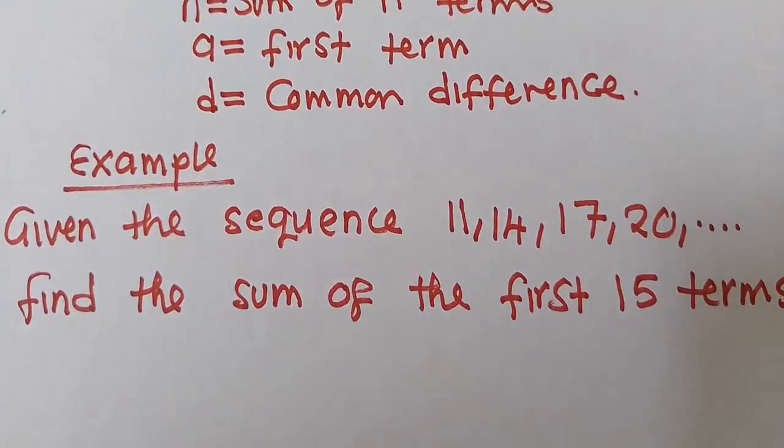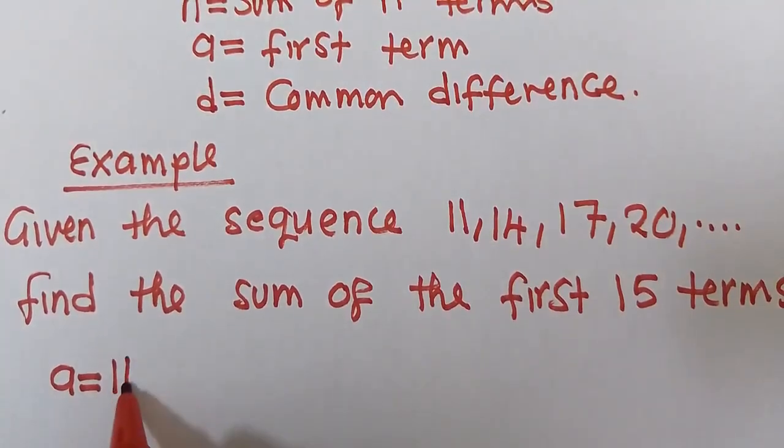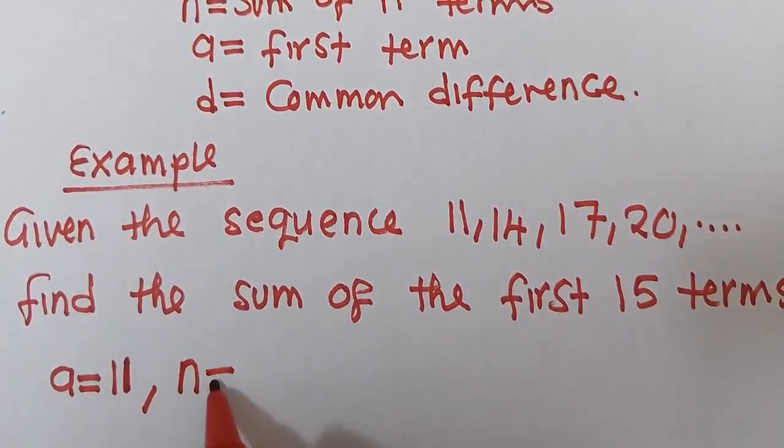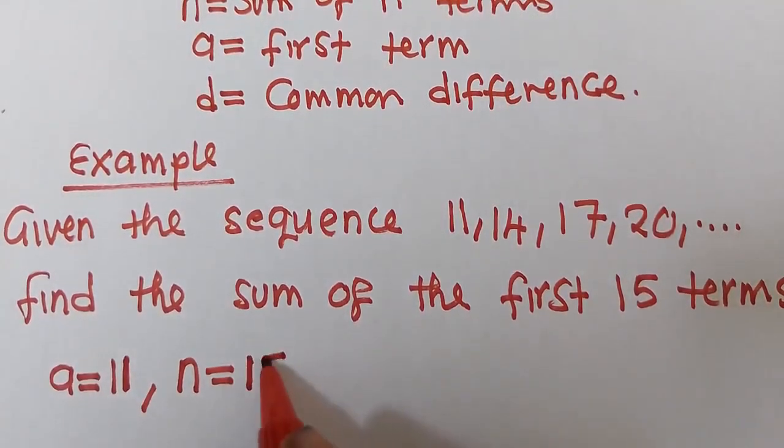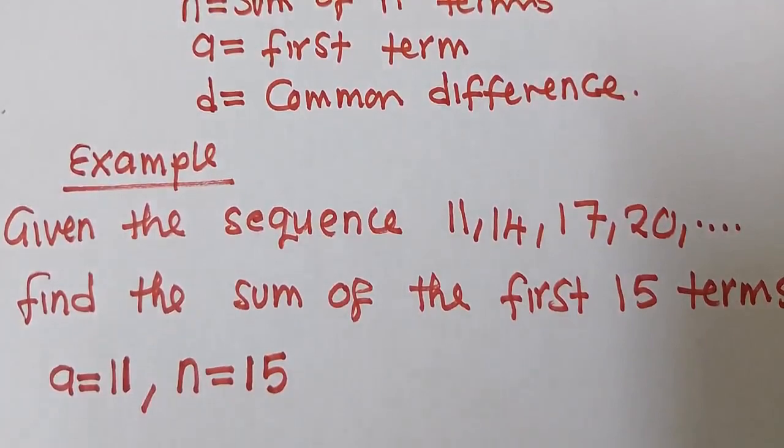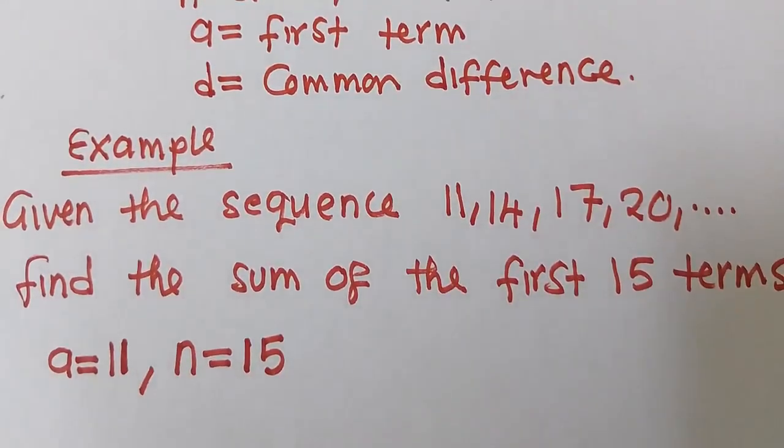To put the simple data, you need to know your a. What is your a in this question? Your a is your first term, which is 11. Then you know the number of terms which you are told to find, it is 15, the first 15 terms. So that is what you are going to do.